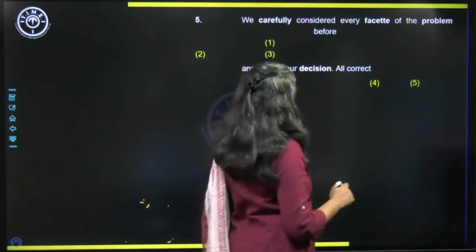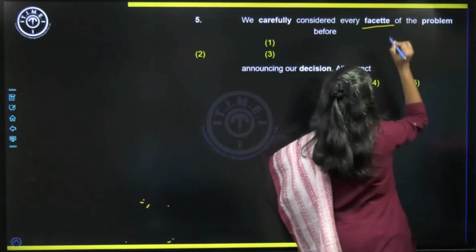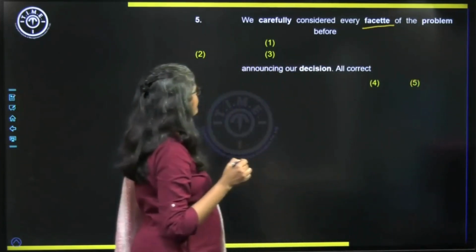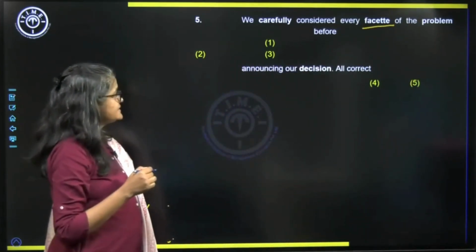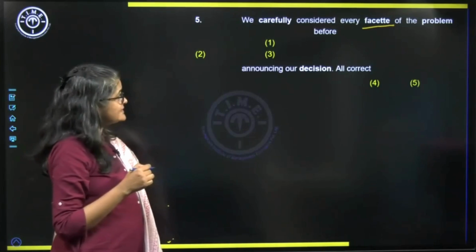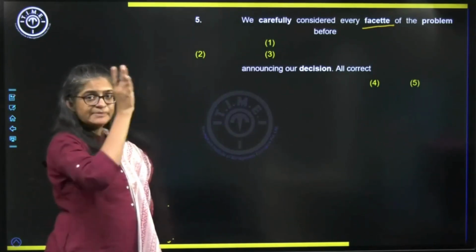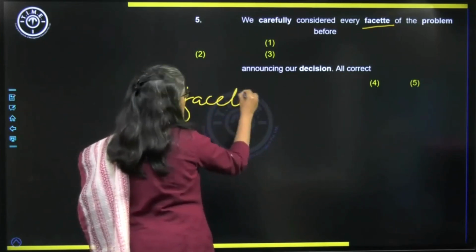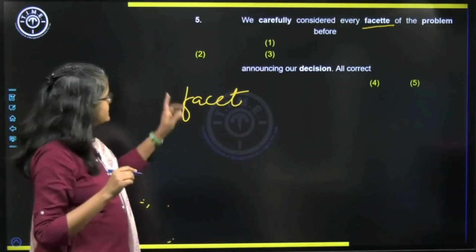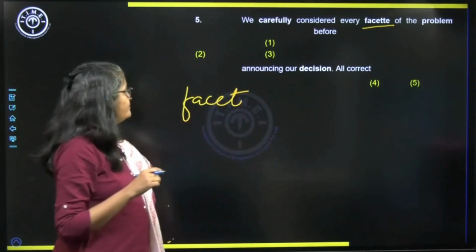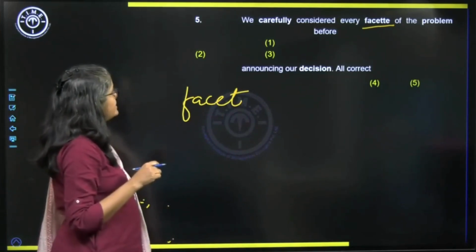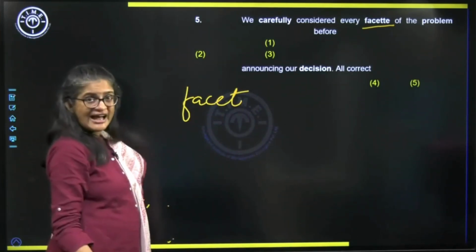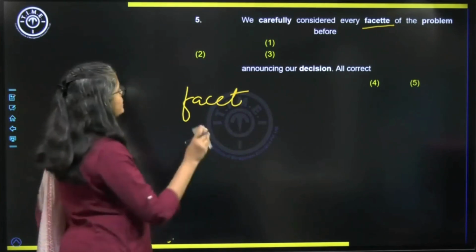We carefully considered every facet of the problem before announcing our decision. Every facet of the problem, every aspect of the problem, the word is correct, the spelling is wrong. Facet, that is the second word marked there. So the problem is with part 2, facet, aspect.